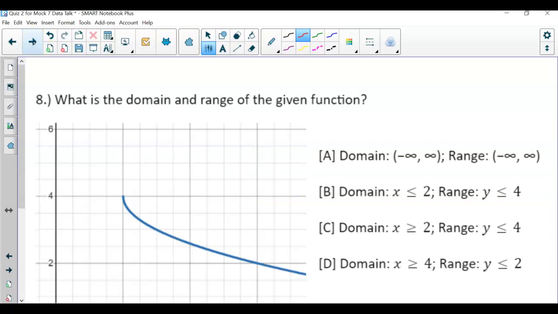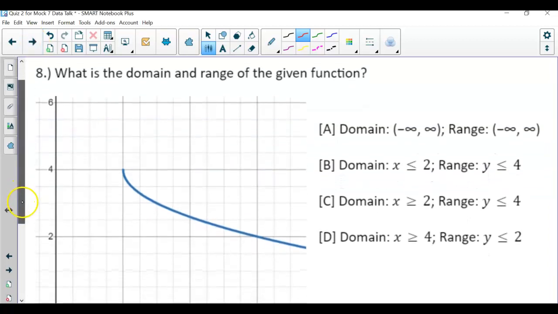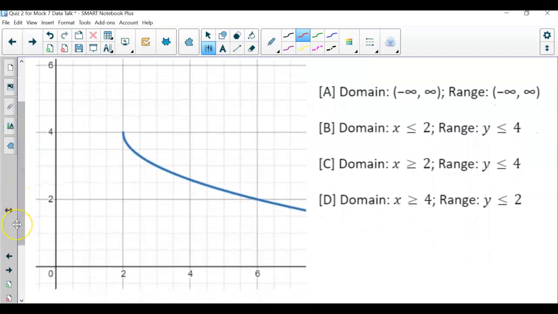Question number 8, which was the graph on domain and range. So notice with the domain and range, with our half graph here, our square root value, we have our starting point, which is here at 2, 4. So we're starting at 2, 4. This is my x, this is my y. And notice we're continuing on.